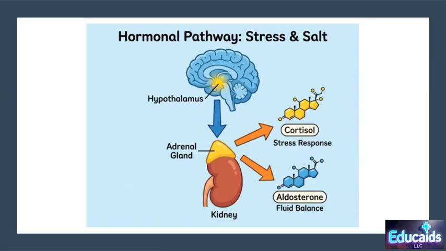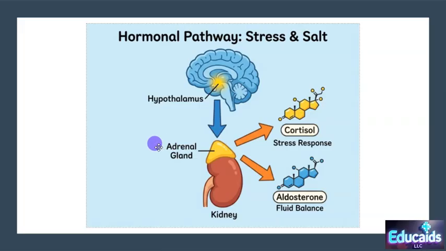So here's a nice hormonal graphic example of this. So our hormonal pathway, stress and salt. So you've got your hypothalamus. It then signals the adrenal gland, which is above the kidney. As students, if you haven't figured it out, the word renal means kidney.